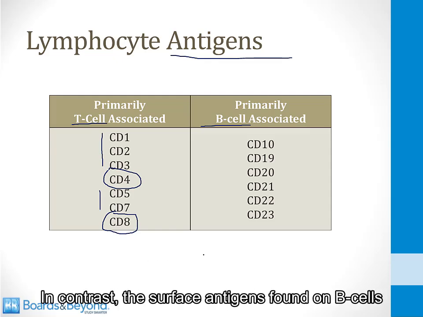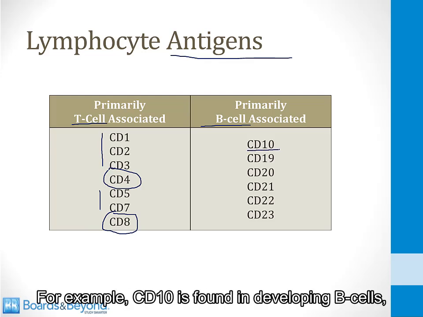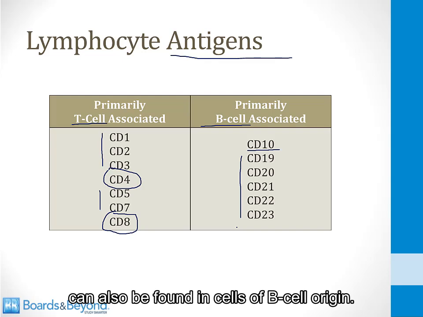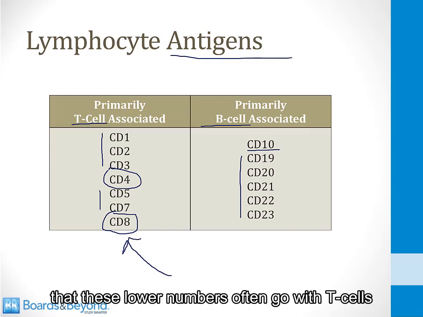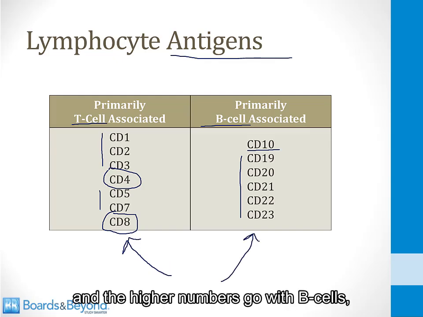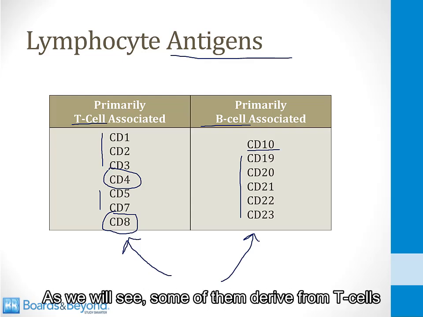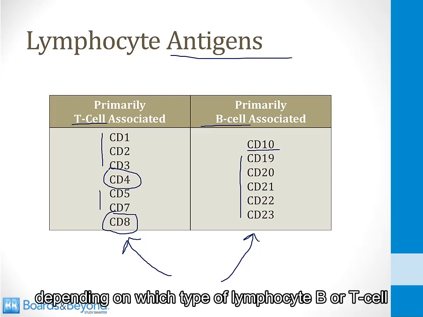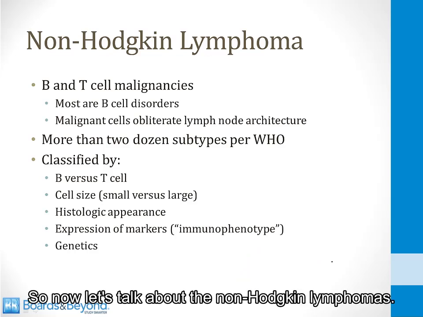In contrast, the surface antigens found on B cells are usually higher numbers. For example, CD10 is found on developing B cells, and CD19 through 23 can also be found in cells of B cell origin. If you can remember this simple rule of thumb that these lower numbers often go with T cells and the higher numbers go with B cells, it's very helpful in understanding the non-Hodgkin lymphomas. As we will see, some of them derive from T cells and some from B cells, and the surface antigens found on each lymphoma will be different depending on which type of lymphocyte, B or T cell, became malignant to cause the disorder. So now let's talk about the non-Hodgkin lymphomas.